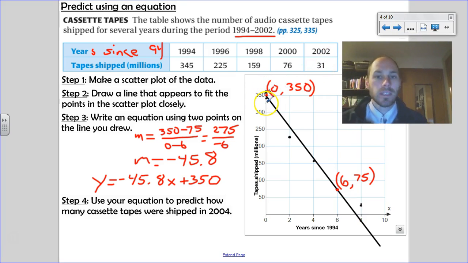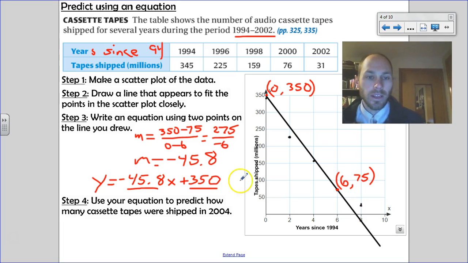So here's what the graph looks like. I chose the points (0, 350) and (6, 75), and when I did that, I found my slope to be negative 45.8, and since I had the y-intercept, I just plugged in the slope and the y-intercept. So if you're able to do that, you can save a little bit of time. Otherwise, like we did before, use your 2 points to find slope and intercept.